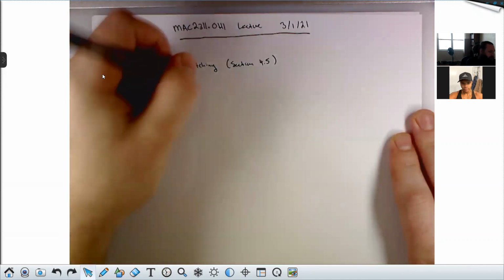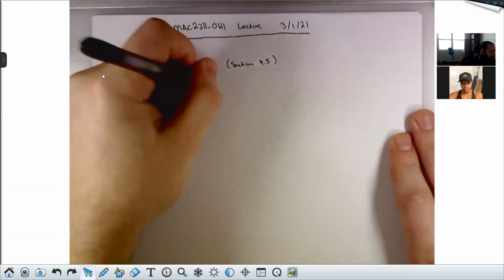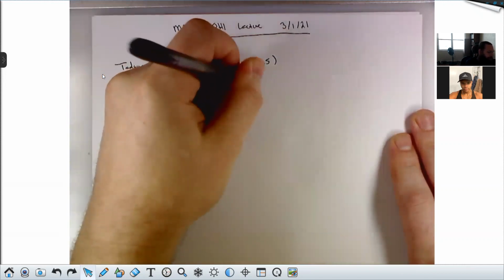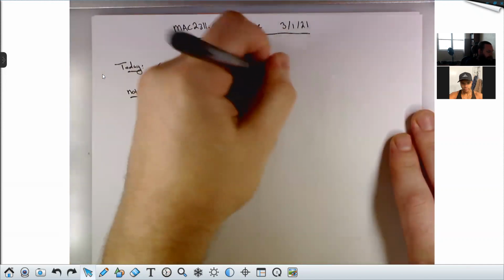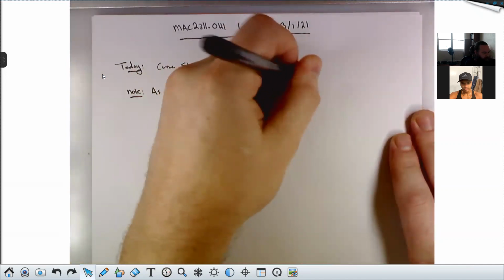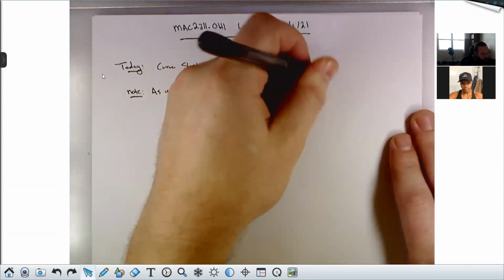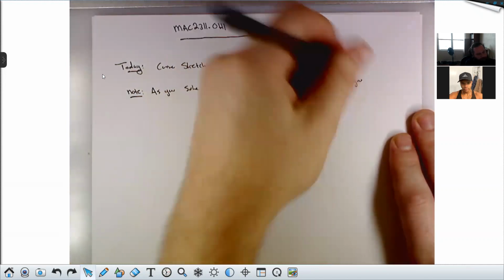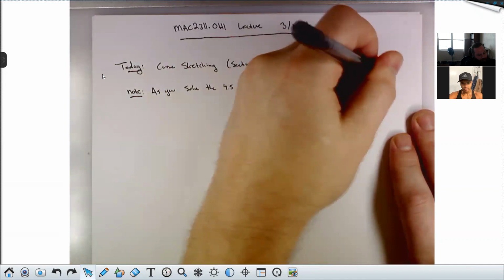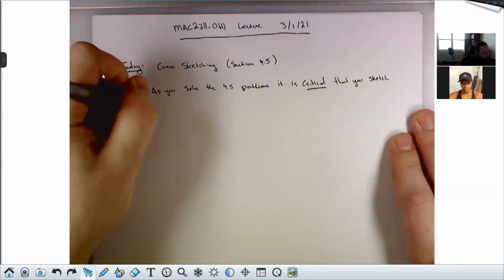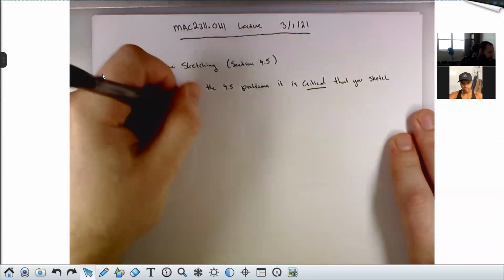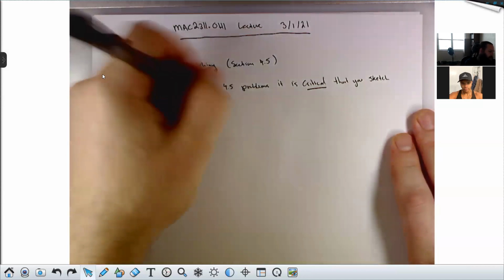As you solve the 4.5 problems in this week's homework, it is critical that you sketch the graphs by hand. Like I do today.